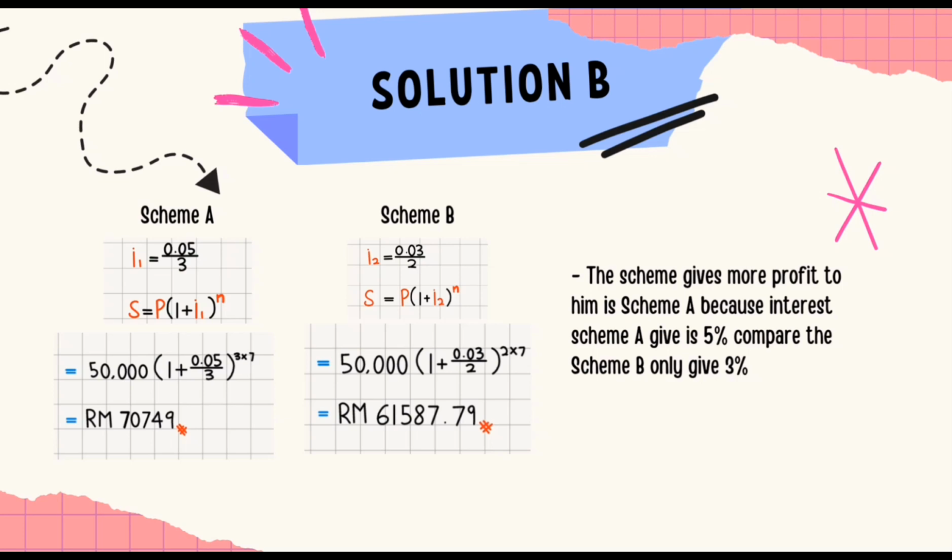The answer is 17,749. For Scheme B, the percent is 3%. So the solution is 50,000(1 + 0.03/2), and the power is 2 multiplied by 7. The answer is RM61,587.79. The conclusion from the question is that the scheme that gives more profit to him is Scheme A, because the interest Scheme A gives is 5% compared to Scheme B, which only gives 3%.